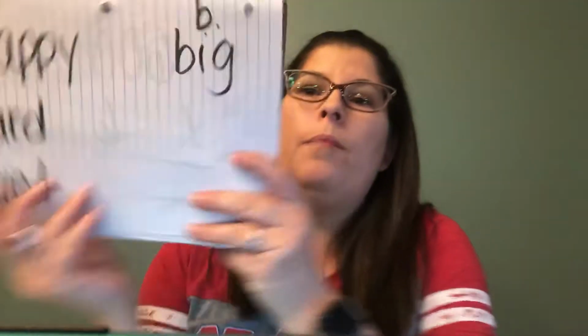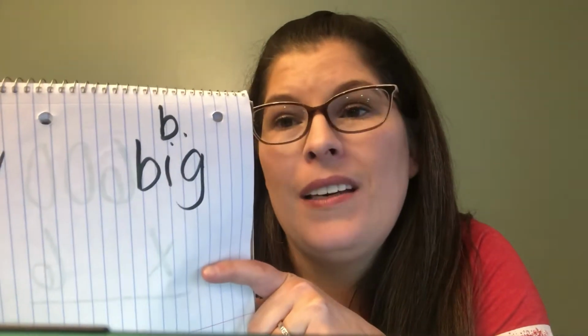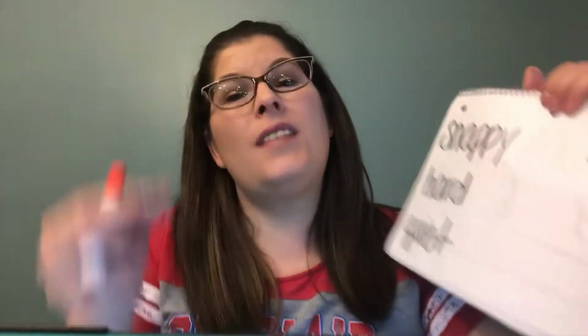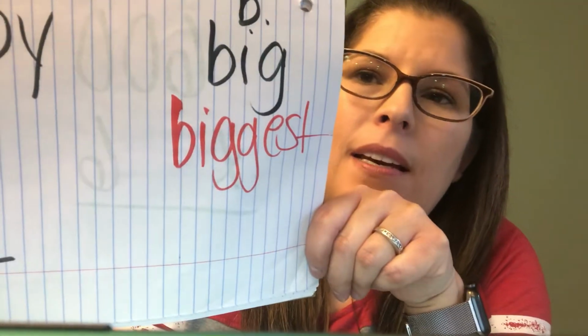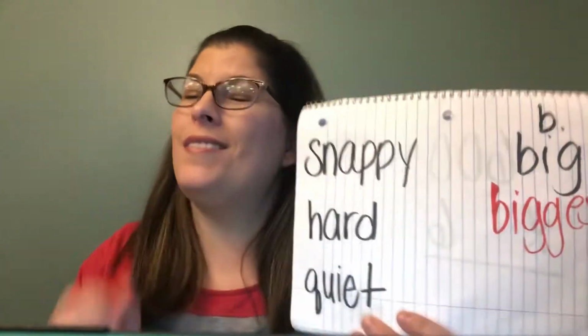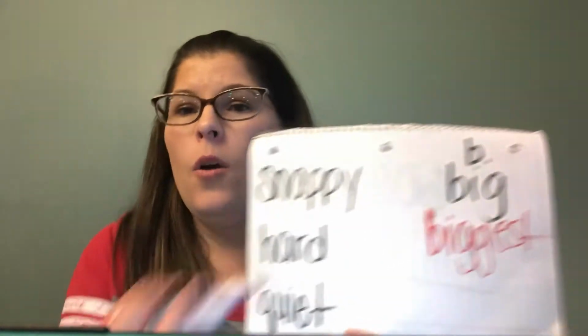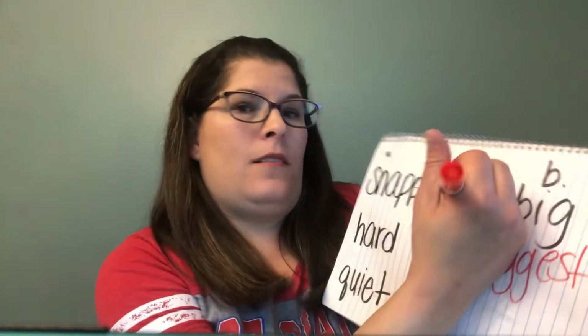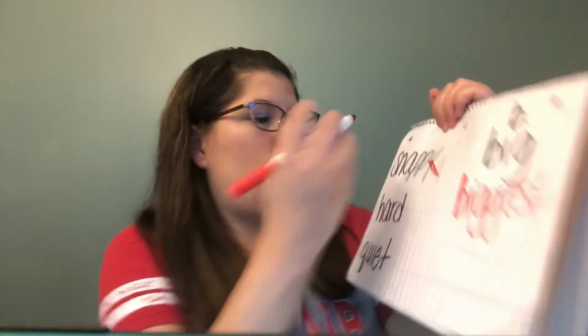And actually B is the first one we're going to go through. Big, we have to make big, biggest. Now this is one of those situations where we actually have to double the consonant. So big turns into, sorry, I'll do this the other way. Biggest. Two G's. Biggest. So now let's look at some different examples. Like the word snappy ends in a Y. We're actually going to cross out that Y and we're going to make it an I.